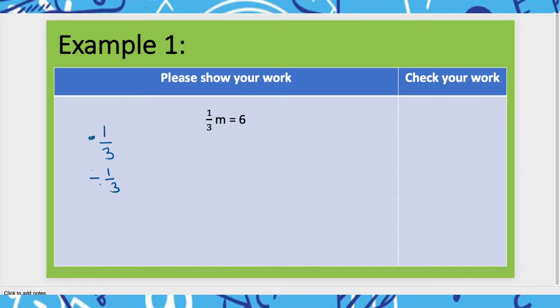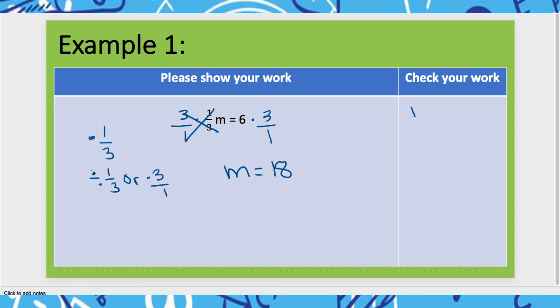And I also know that division is the same thing as multiplication by the reciprocal. So if I'm going to divide both sides by 1/3, that's the same thing as multiplying by 3, or 3 over 1. So that's the operation that I'm going to do to solve this equation. If I multiply the left side by 3, it becomes 1m. And if I multiply the right side by 3, I get 6 times 3, which is 18, so m equals 18. And of course I need to check my work.